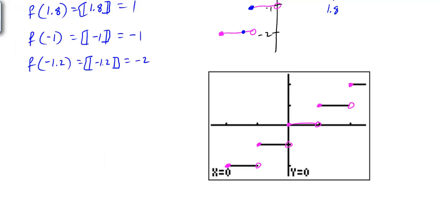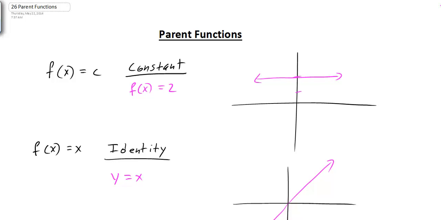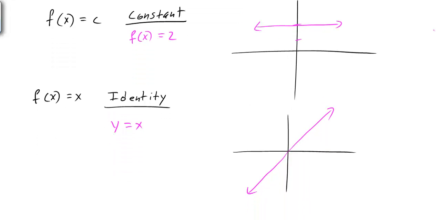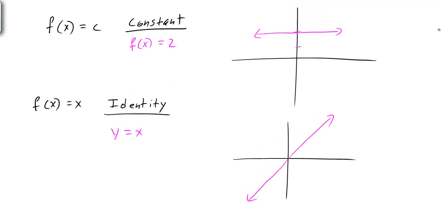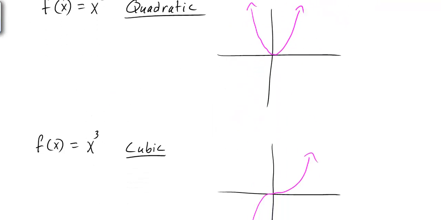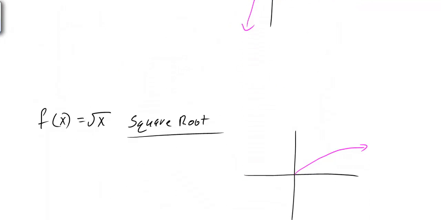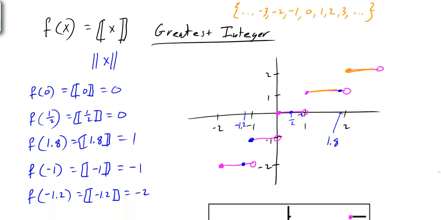All right, so there's your parent functions. Again, make sure you go back and review these and you're at least familiar with each function and the graph. Like I said, in the future, we're going to look at how we can move and change these graphs around a little bit. We're going to look at the transformation of the graphs. So make sure you go over the constant function, the identity, absolute value, quadratic, cubic, square root, reciprocal, and your greatest integer function.